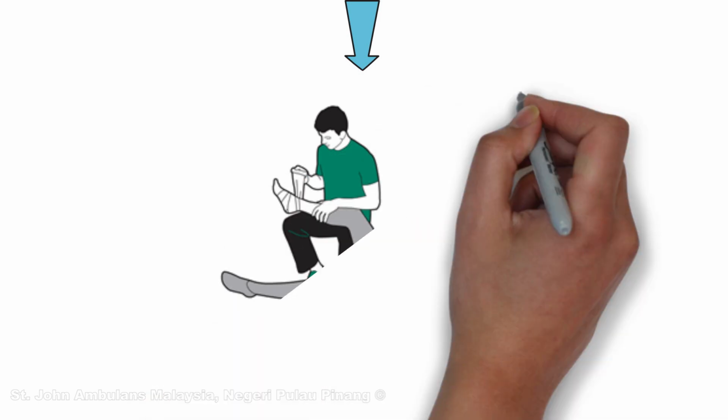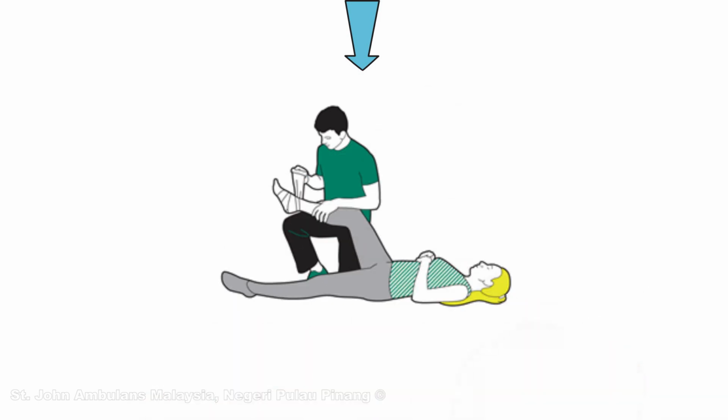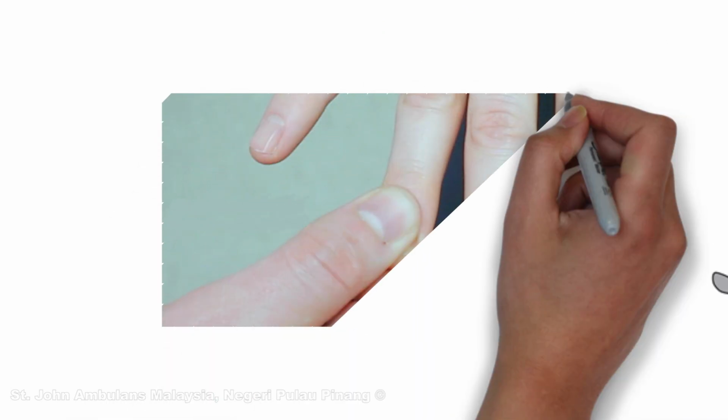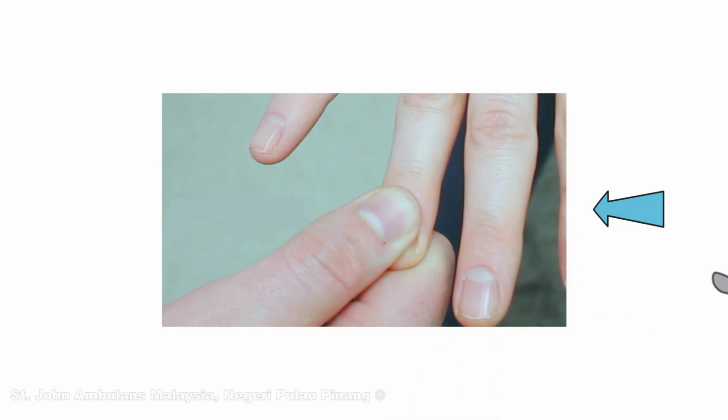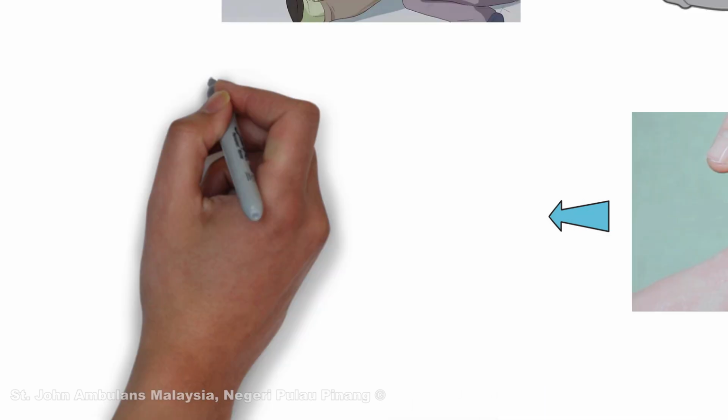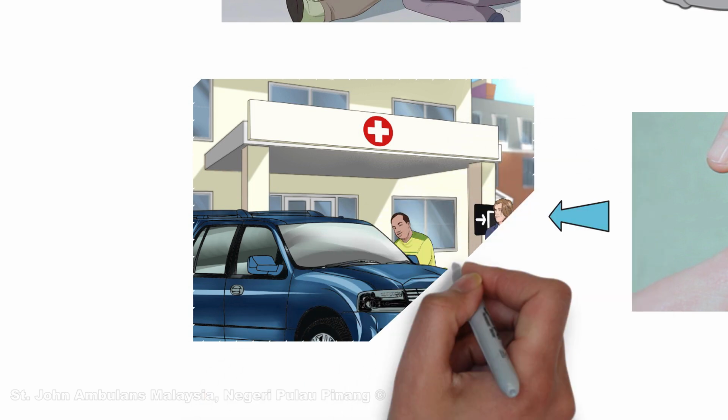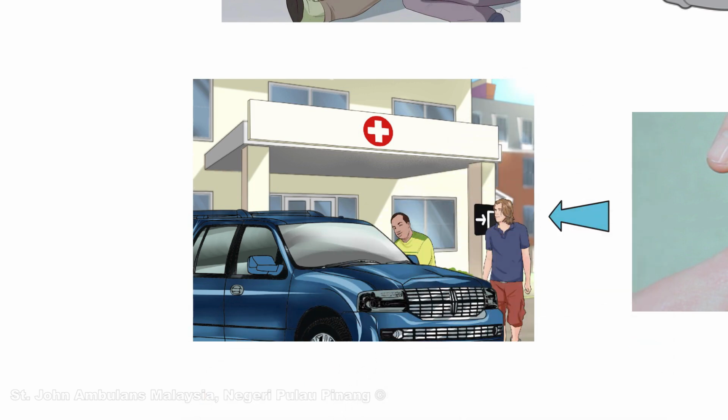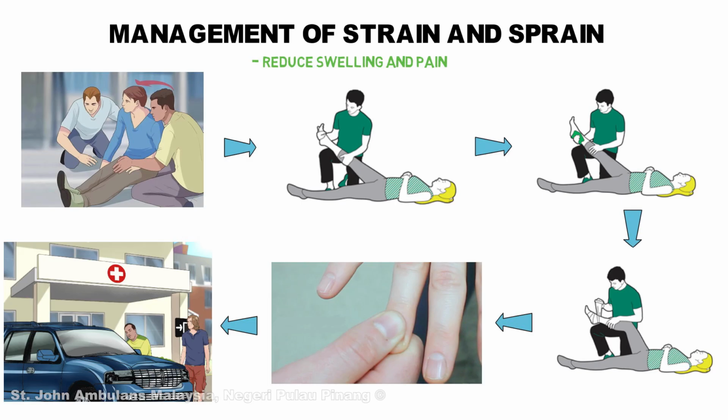Apply comfortable support to the injured part. Secure it with a comfortable bandage. After that, check the circulation beyond the bandages. If the pain is severe, arrange or send the patient to the hospital.